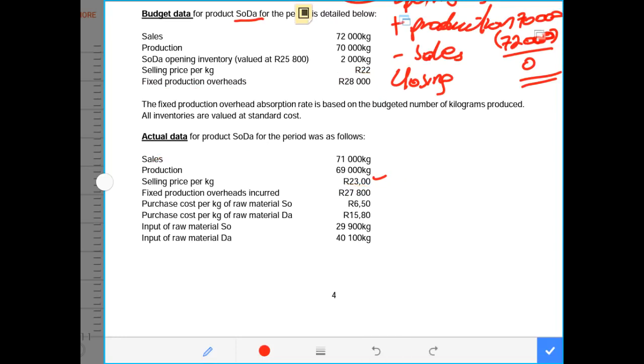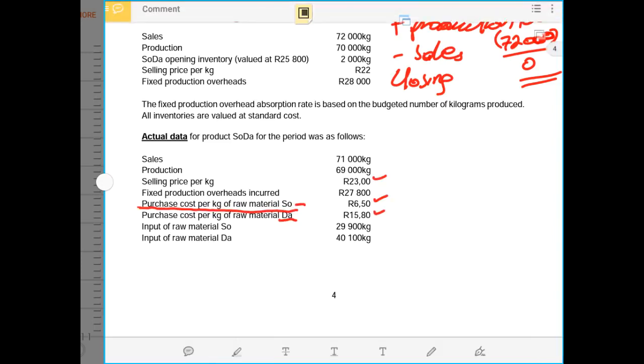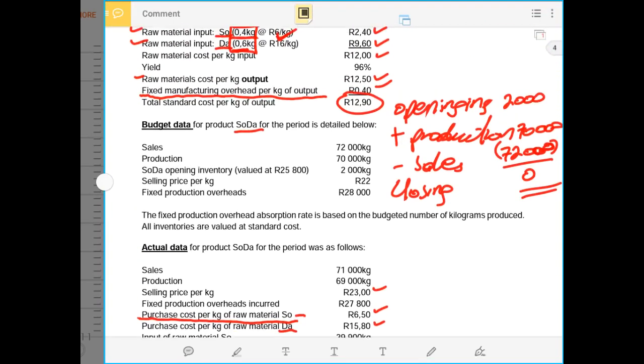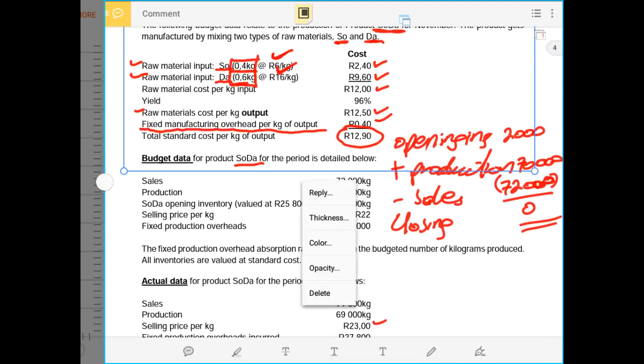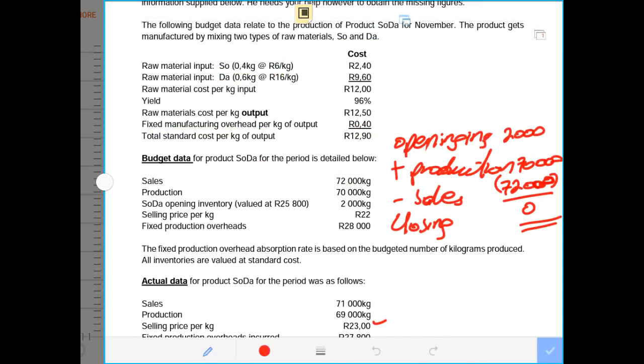We proceed to the next part where we are given the cost that we incur to buy material. The cost was 6 rand 50 cents, and the cost to buy material down was 15 rand 80 cents, actually incurred. And if we look previously, we anticipated, or on standard we usually buy material at 6 rand.